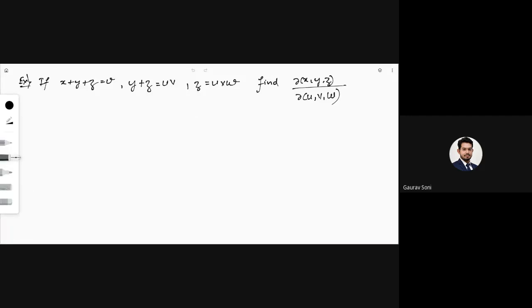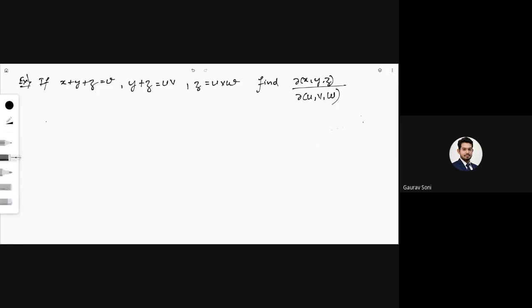So look at what is different between the previous examples and this one. There, the required variable was exclusively given. I mean, if I want to find the Jacobian of xyz with respect to uvw, I was having a function of x in terms of uvw, x is equal to phi 1 of uvw. Here you don't have it, but you will have to make some proper adjustments in order to get that.